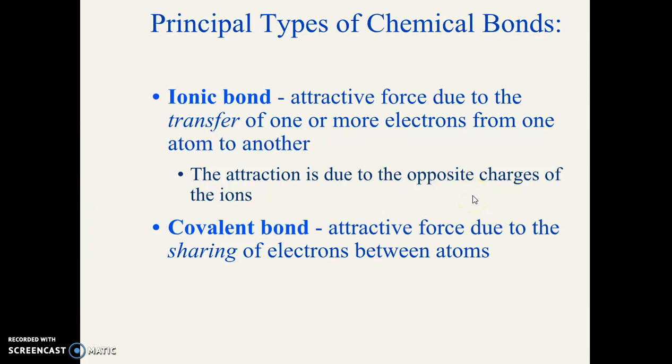In a covalent bond, the attractive force is due to sharing of electrons. We associate this with nonmetals. Nonmetals all want to gain. So when you look at a nonmetal, it does not want to lose electrons at all. It wants to gain. So 2 nonmetals can come together if they both decide, okay, we'll share these electrons.